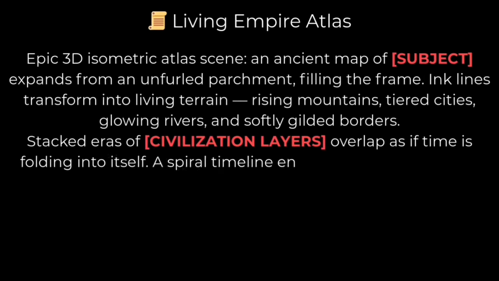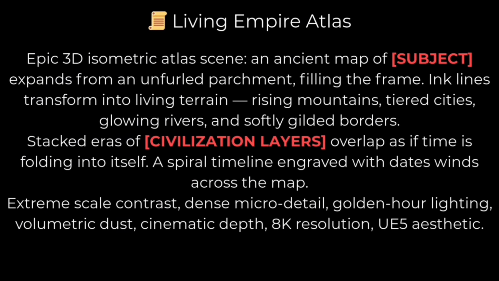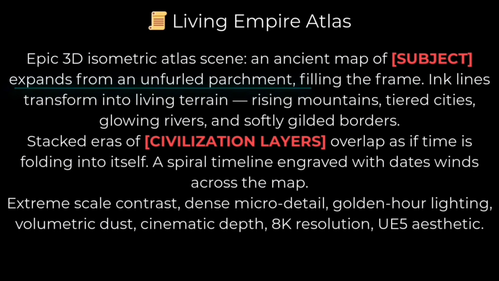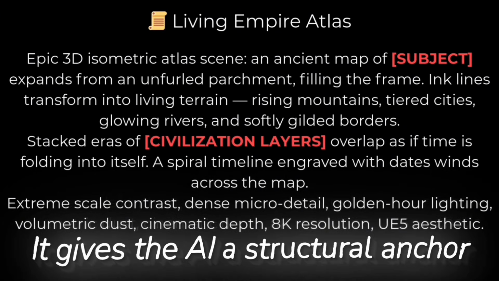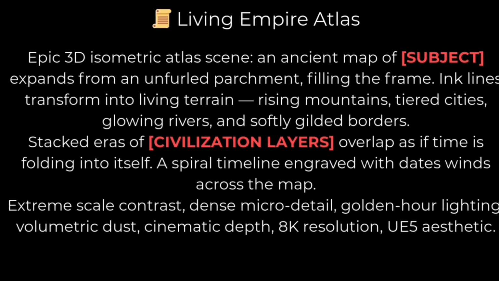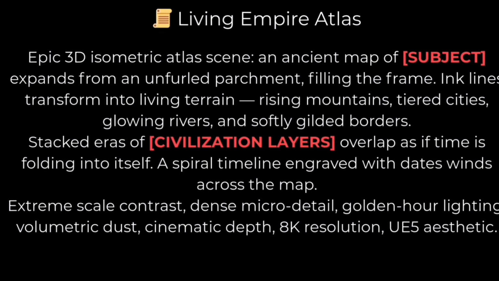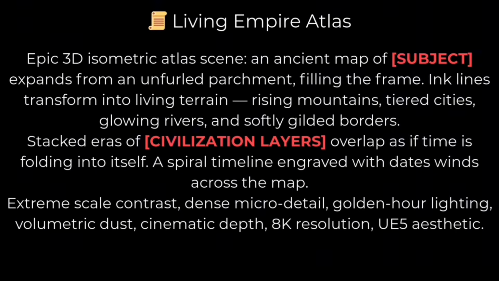Prompt 5. Living Empire Atlas. This is where history meets cinema. We are pulling an ancient map off a parchment and watching it come alive as a 3D isometric scene. The spiral timeline is the detail that separates this from a standard fantasy map. It gives the AI a structural anchor, one continuous element that winds through every era. Without it, the AI scatters the historical elements randomly.